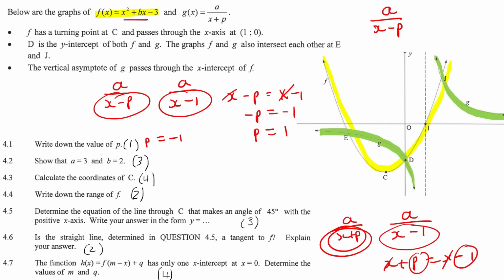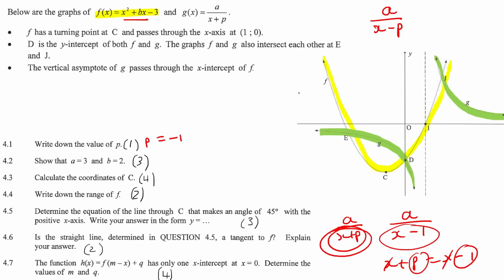Next question says, show that a is 3 and b is 2. Okay, so b is part of that equation, a is part of this equation. Let's go do a first, just like alphabetical vibes. Okay, so if we have g of x equals a over, now we know p is -1, so we can fill it in like that.